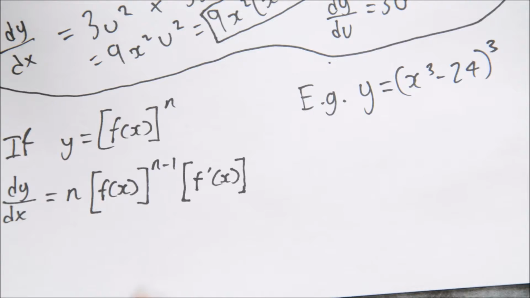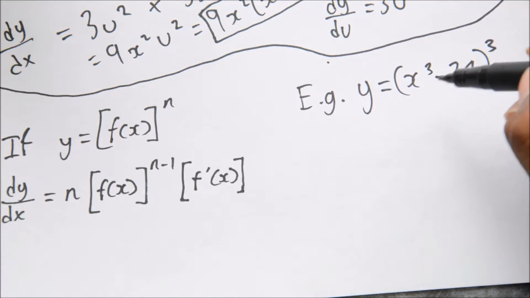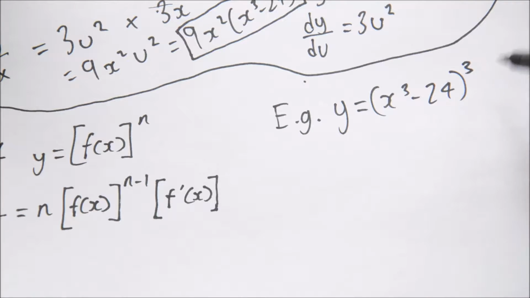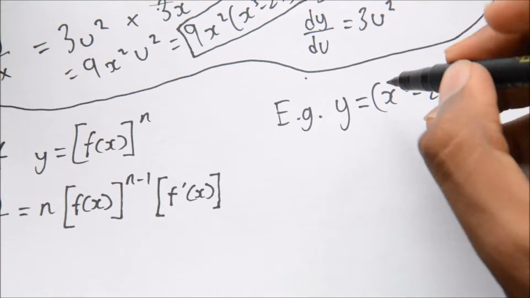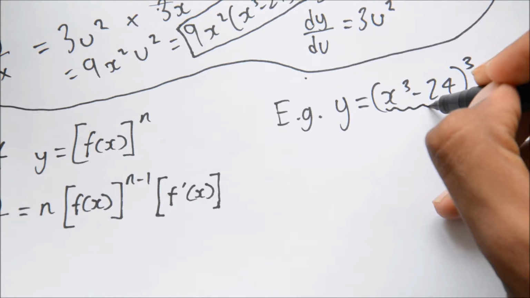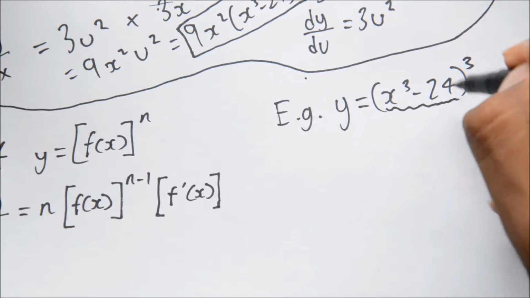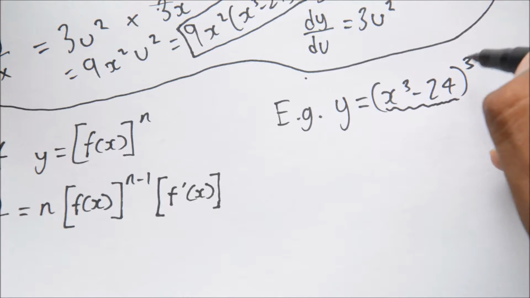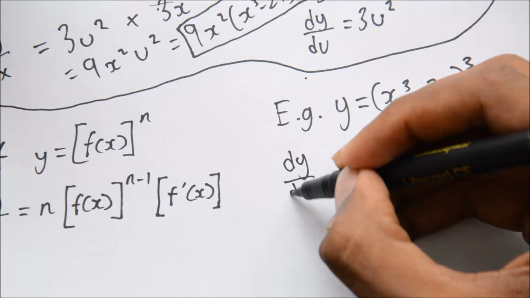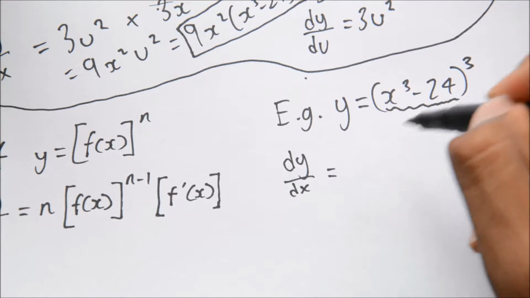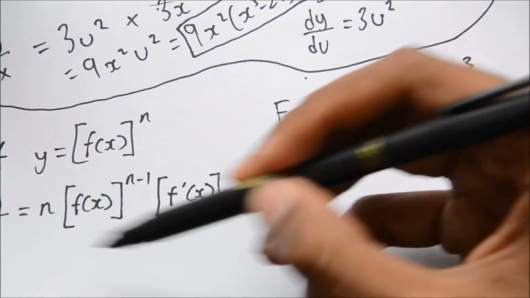So we have this one over here. y is equal to (x cubed minus 24) all cubed. If we have a look at this, our function is the part here, so x cubed minus 24. That's our f(x) inside there, and we have our power, which is n. So if we want to work out dy/dx, all we have to do is use this formula here.